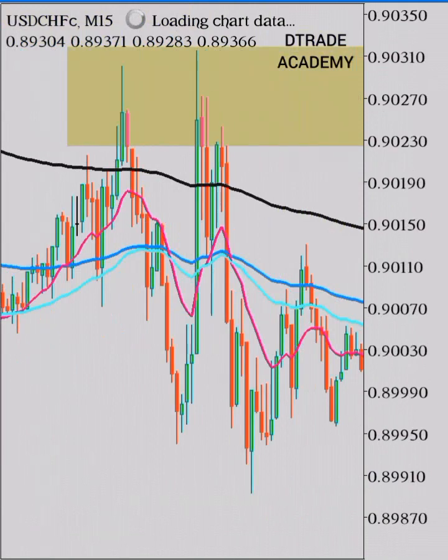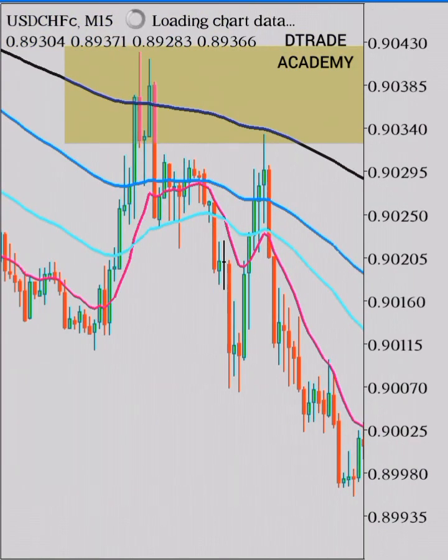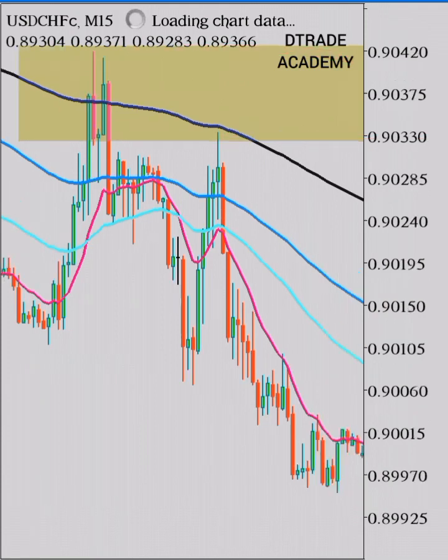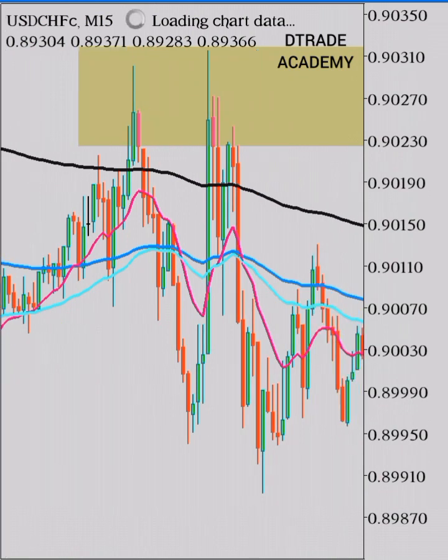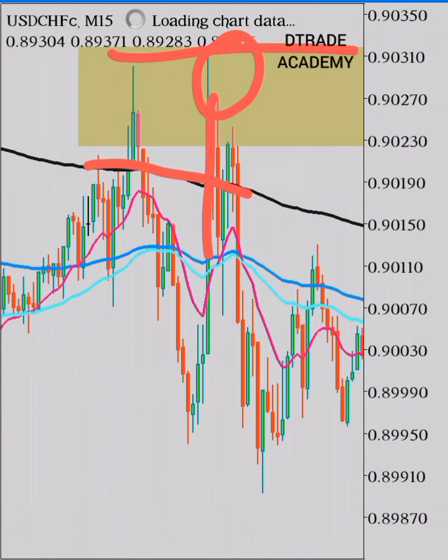Let's check the next one. You can see, first of all, this created a relative equal high. Now, this is the second time price came to our 200 moving average, gave us the first hit and the second hit, which is kind of a double top, then presented us with an M pattern. For what? For a sell.